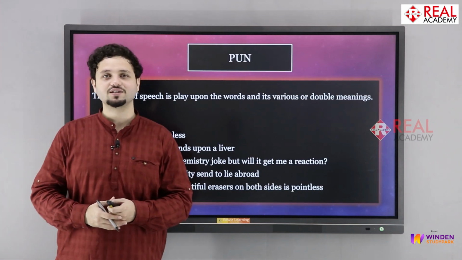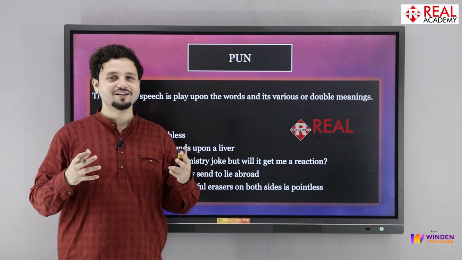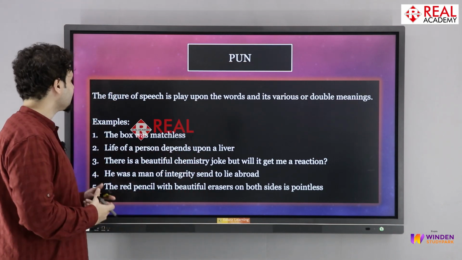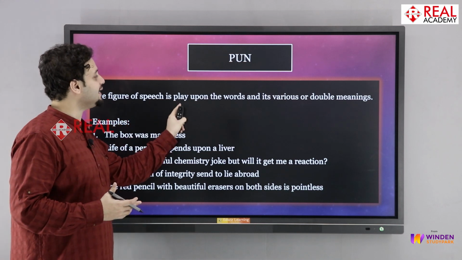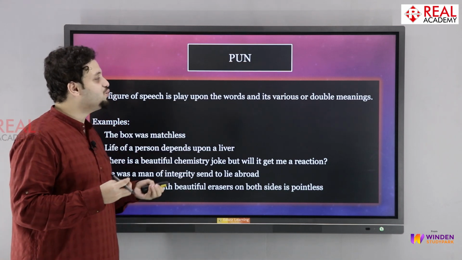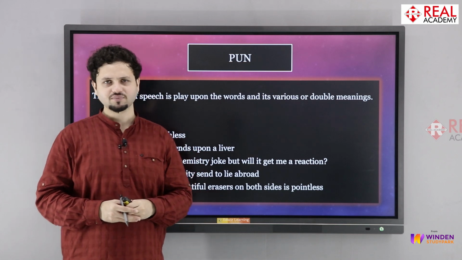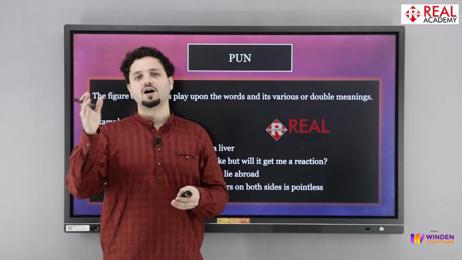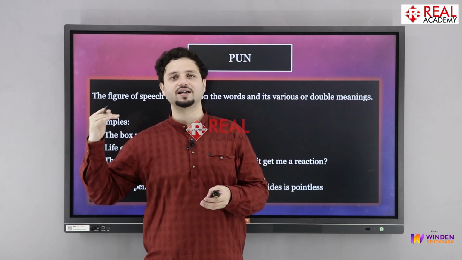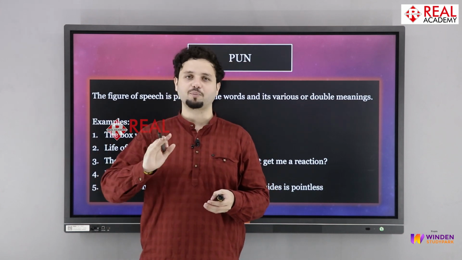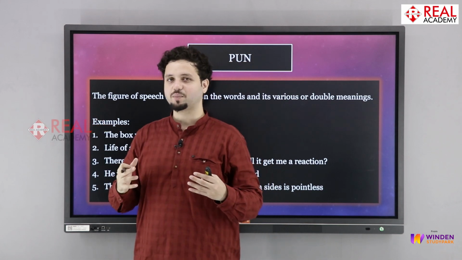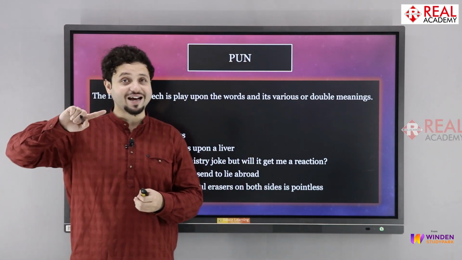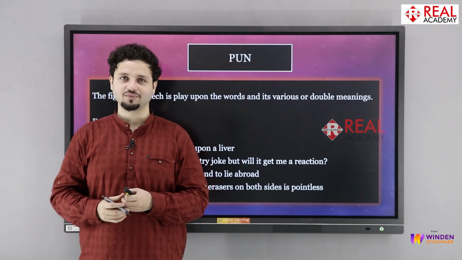Next figure of speech is pun. It's so easy and interesting also. The figure of speech is play upon the words and its various or double meaning. In simple terms, in this sentence there is a double meaning for poetic effect. One word would be included in the sentence which has a double meaning.